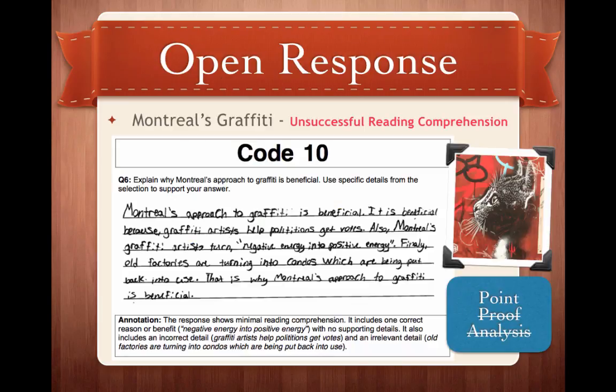So let's start with the open response. This is an example of an unsuccessful score. It includes the point, as in what the topic sentence is. It says that Montreal's approach to graffiti is beneficial. In terms of the proof, it doesn't really include much supporting details, and it includes some incorrect details. Even though the concluding sentence is present and the 6 lines are filled, the proof and the analysis are not sufficient to support the topic sentence.